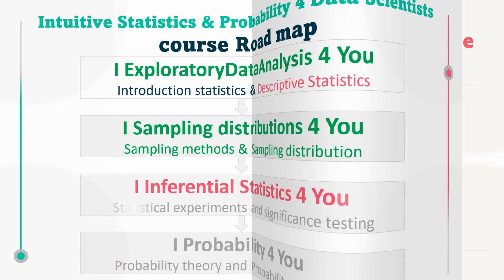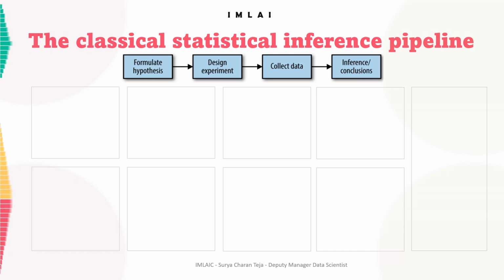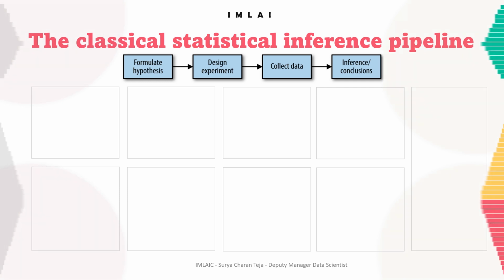Let's begin the action. So we will begin with the classical statistical inference pipeline. This is very important. First we'll see this and then we will move on to the important topics under the inference, statistical inference or inferential statistics. Design of experiments is a cornerstone of the practice of statistics with applications in virtually all areas of research. The goal is to design an experiment in order to confirm or reject a hypothesis.